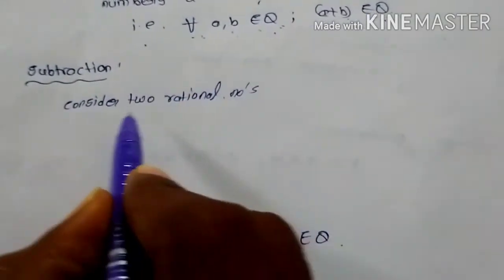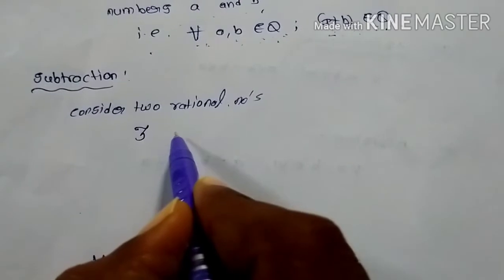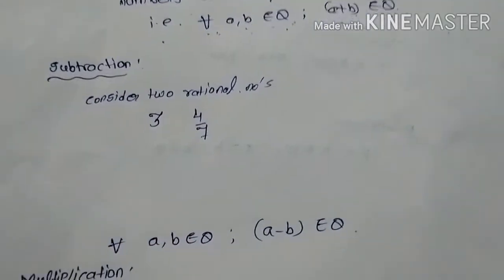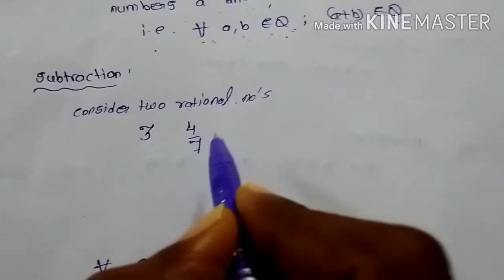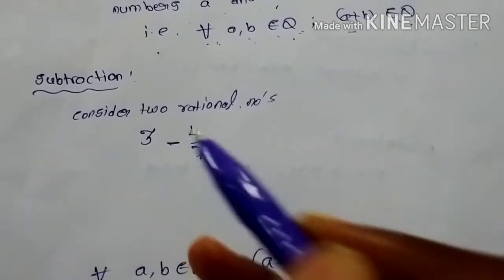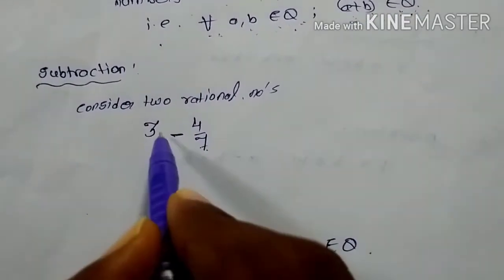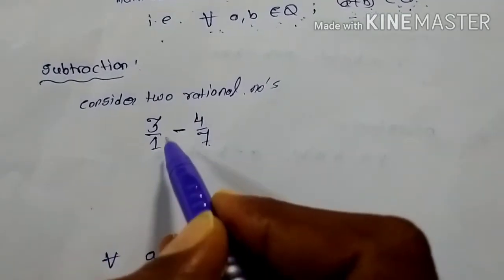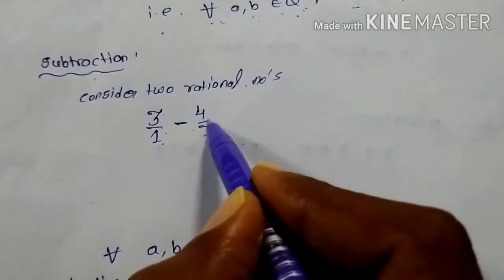For example, I am taking 3 as a rational number. Yes or no? Yes. In the similar way, I will take one more number as 4 by 7. 4 by 7 is another rational number. Yes or no? Yes. The operation is subtraction, so minus. How can you find 3 minus 4 by 7? You can write 3 as 3 by 1, or not? Yes. Every integer can be written as a rational number. So 3 by 1 minus 4 by 7.